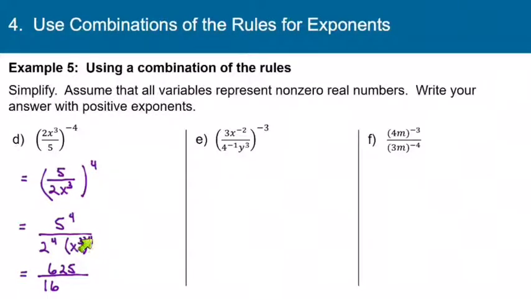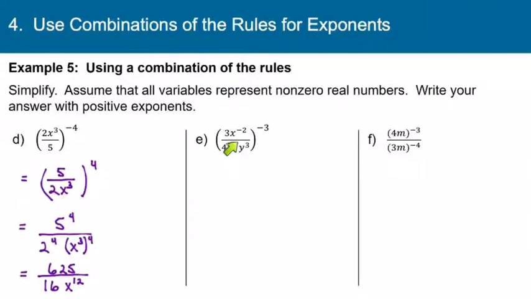And x to the 3rd to the 4th requires us to use power rule A. So we know 3 times 4 is 12, so that's going to give us x to the 12th power here. Now this fraction cannot be reduced because this contains only factors of 5 and 16 contains only factors of 2. So we don't have anything to reduce here. Our exponent that we do have is positive, and so this one's complete.